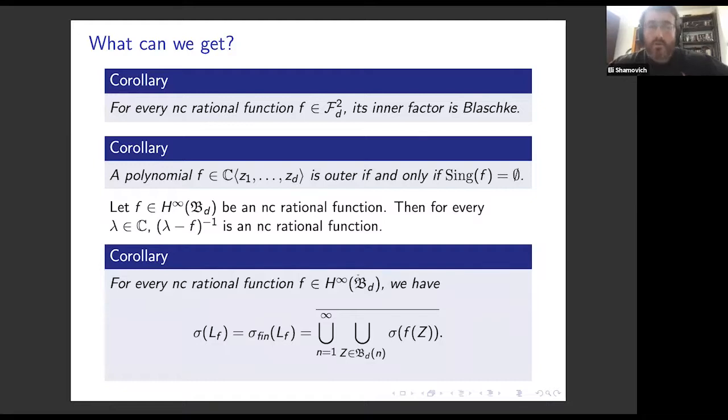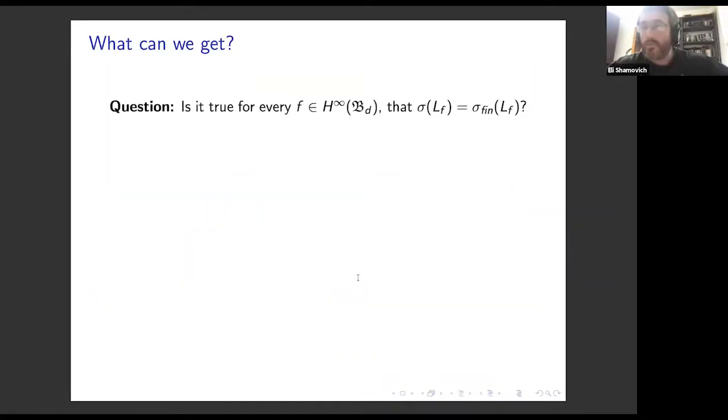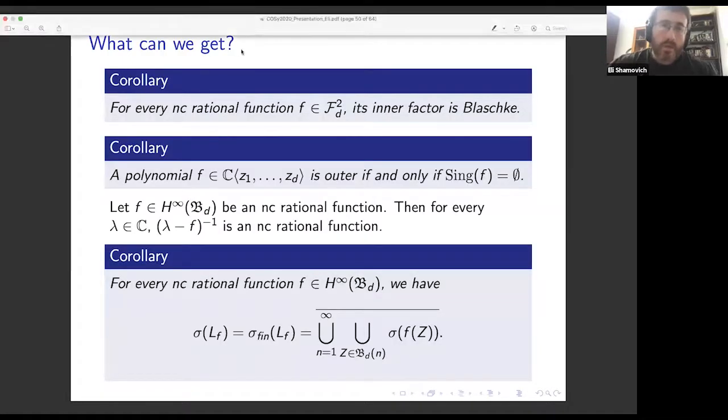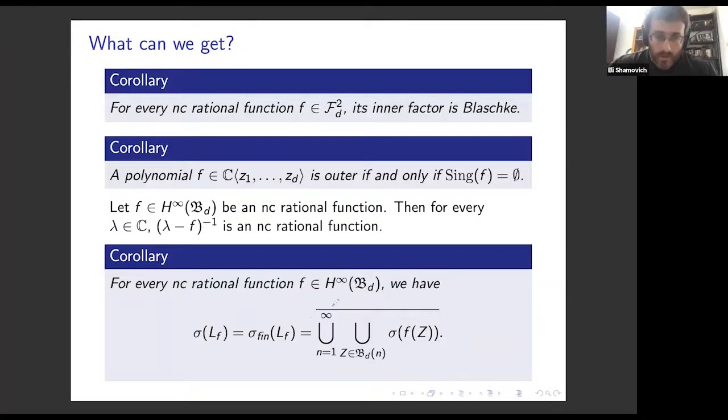If you start with a non-commutative rational function, the spectrum of the associated left multiplier is basically the closure of the spectra of its values. And that's something I'd like to know whether it's true for every multiplier on the ball. And note that here, for example, we don't need the infinite value, but only finite ones.